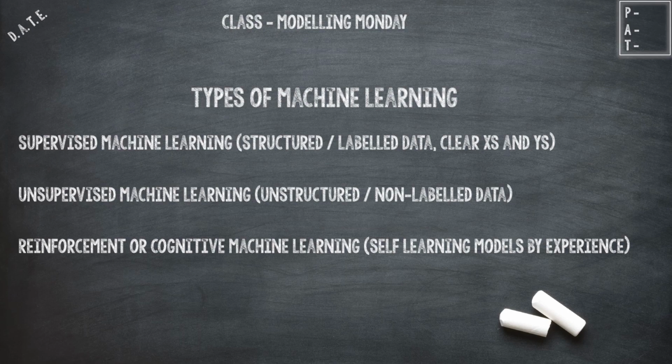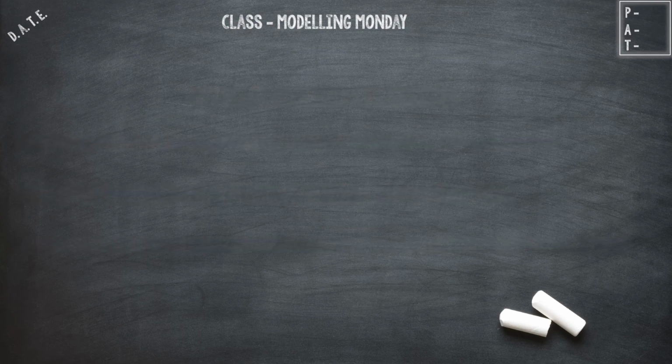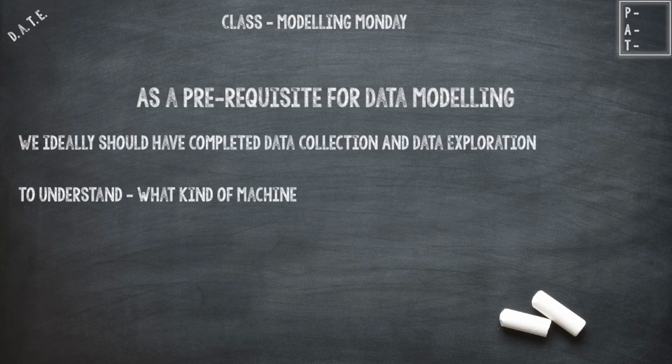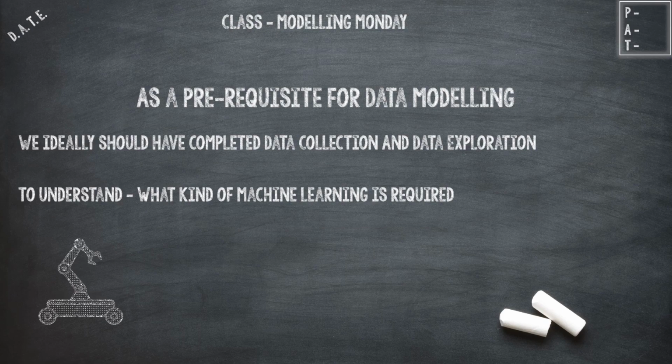As a prerequisite for data modeling, we ideally should have completed at least two steps. The first one is data collection. In our example, it was done manually, but there are a lot of formal data sources out there, like Kaggle. Second is data exploration. This is to see what kind of machine learning we need to apply, whether it is supervised or unsupervised. This is briefly the introduction of modeling for today's episode.